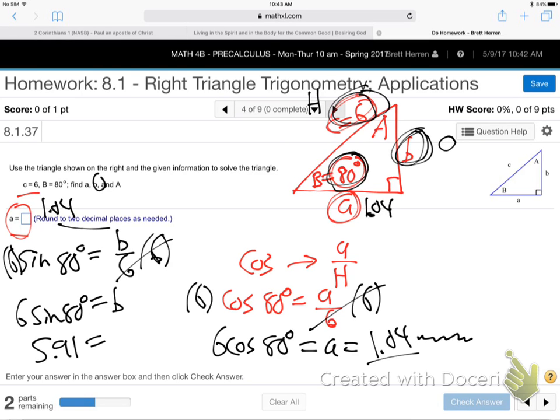5.91? Or is it round that way? 5.91. So we got A, we got B, and they want the capital A. Oh yeah, what's capital A? How do we find angle capital A?